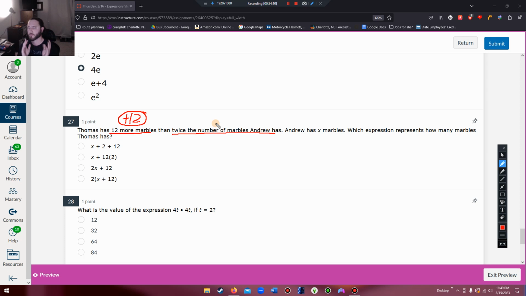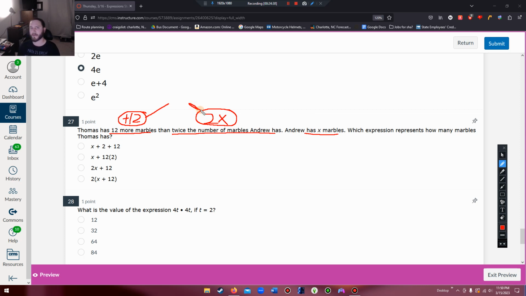Okay, so if I said twice the number of marbles somebody had, and it tells us that we don't know how many marbles he has, if I'm doing twice the amount of marbles he has, I'm doing 2 times x number of marbles, so 2x. So these are my 2 puzzle pieces in my problem. I have a plus 12 and I have a 2x.